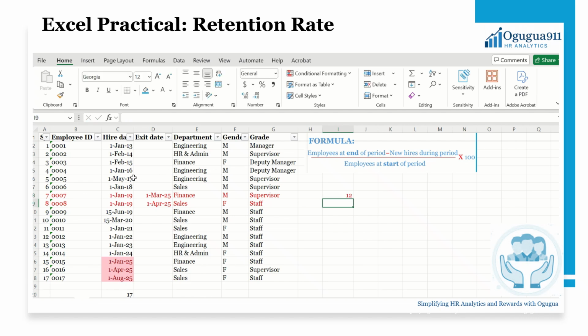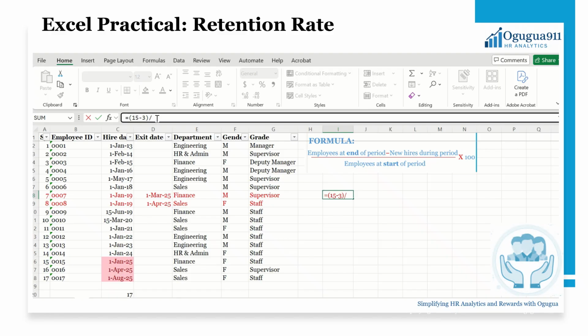So we come back and say, okay, these are my new hires, so we are excluding them. All these are employees at the start of the period. It means there were 14 of them, even though some of them resigned within the year. So our denominator will now be 14. This formula will now be divided by 14, and it has to be multiplied by 100.